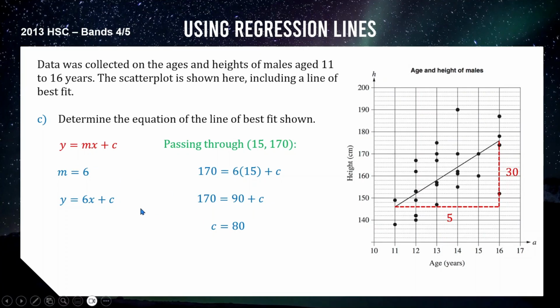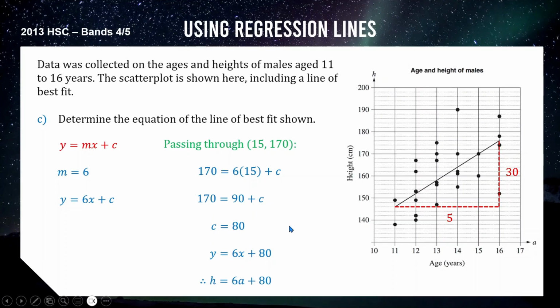Okay, now we have our m and we have our c. We can write our equation. We can say y equals 6x plus 80. And we can make this a little better because our graph here doesn't actually have an x and a y axis. It's got an age and a height axis. So we can change this to be height equals 6 times age plus 80.